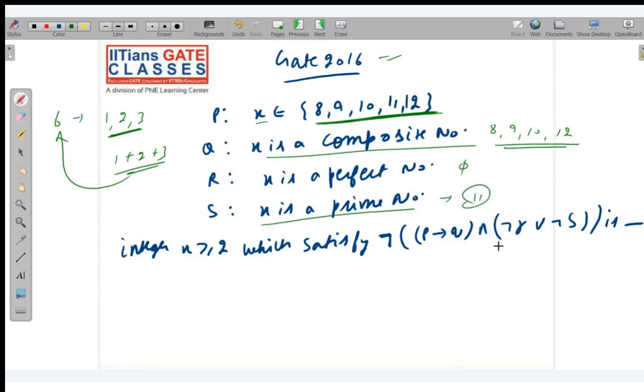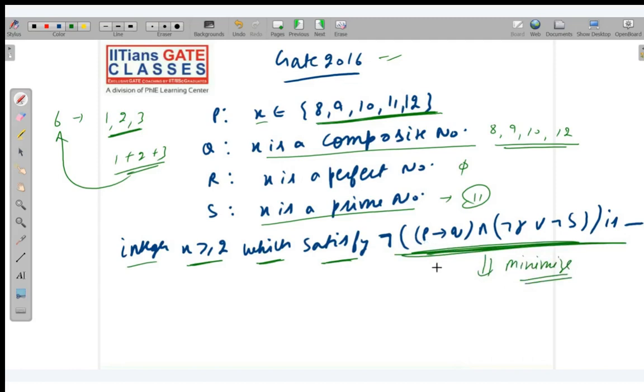Only 11 is the prime number. Okay. So now I am saying integer X is greater than or equal to 2, which satisfies this entire equation. If you try to work with this entire equation, obviously you will get confused in the GATE exam. So better to try to minimize it first. If you minimize it, you will immediately and very easily get the answer.